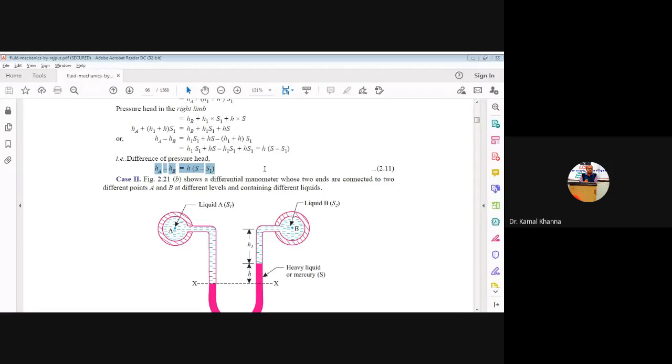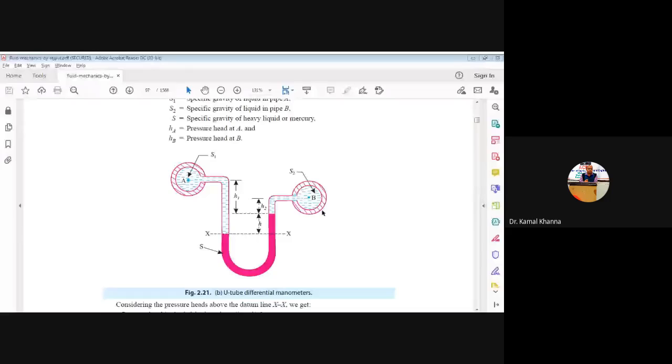So this is the first case. For the second case, you can see we have two different liquids at two different points. In the second figure of the differential manometer, the first liquid has specific gravity S1 and the second has S2, and we have also placed the two points at different levels. A is at a higher height and B is at a lesser height compared to point A. We connect the differential manometer to the two points. We can assume that at point A we have water, and at point B we have oil.